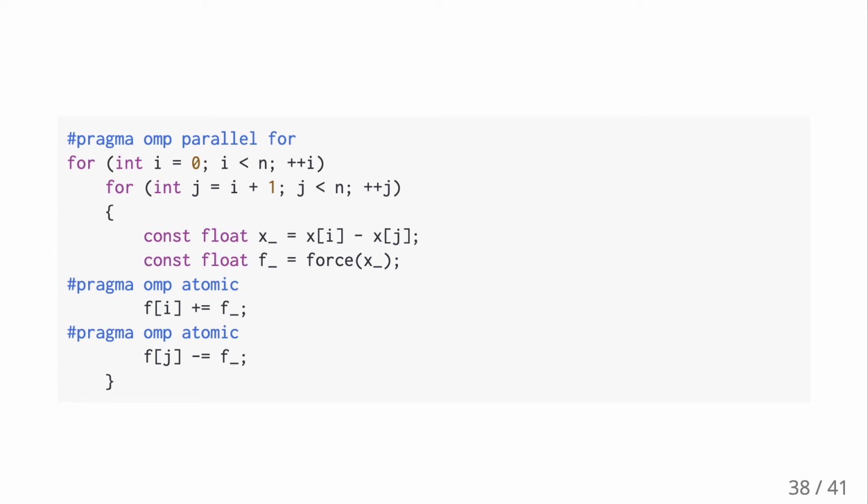If you have a lot of threads that try to update exactly the same variable, it's actually very, very slow. Here it's kind of okay because the odds that two threads try to update the same F are somewhat small. So there's going to be some potential collisions, but not too many. So atomic is a good choice for this problem.